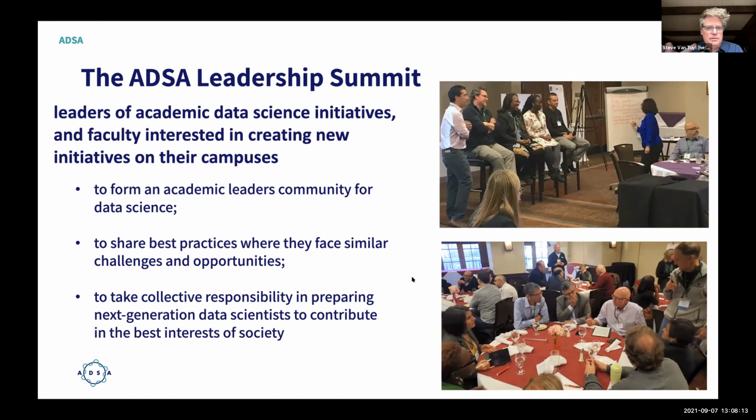So we're trying to build community among academic data science institute leaders, to share best practices, especially where we face similar challenges and opportunities, and to take collective responsibility in preparing upcoming students and faculty and staff to be data scientists and contribute to the best interests of society.